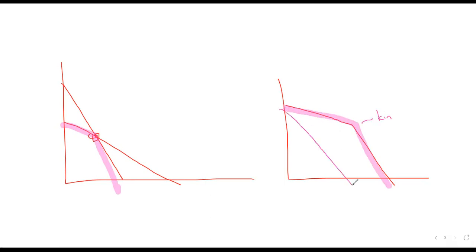And here is your demand, or the average revenue. And this is your marginal revenue. And here is where we have our what? Marginal revenue gap. This is a marginal revenue gap.